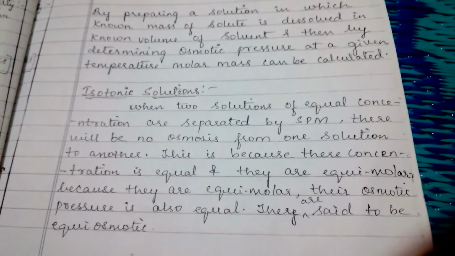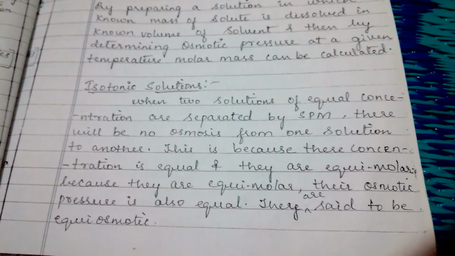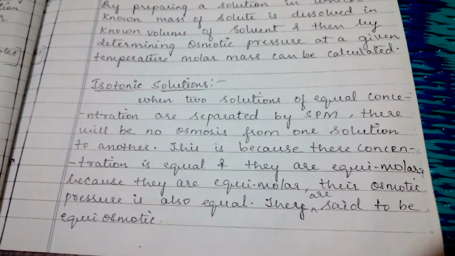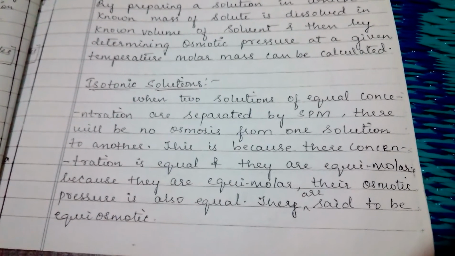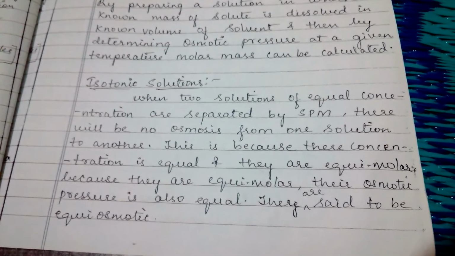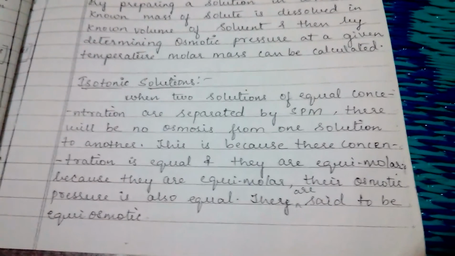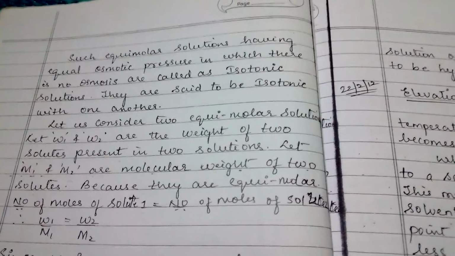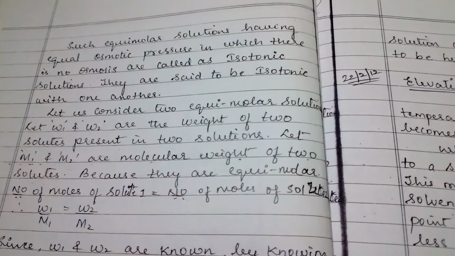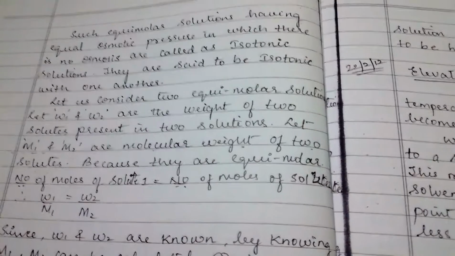Now let us discuss isotonic solutions. What are isotonic solutions? When two solutions of equal concentration are separated by a semipermeable membrane, there will be no osmosis from one solution to another. This is because the concentrations are equal and they are equimolar. Because they are equimolar, their osmotic pressure is also equal. They are said to be equiosmotic. Such equimolar solutions having equal osmotic pressure, in which there is no osmosis, are called isotonic solutions, and they are said to be isotonic with one another.